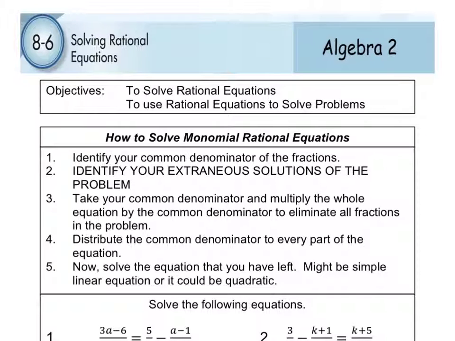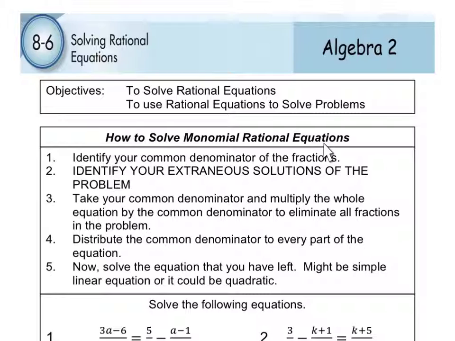This is section 8.6, part 1, solving rational equations. Our objectives for this whole section are that we're going to solve rational equations, and we're going to use rational equations to solve problems. Specifically in part 1, we're going to talk about solving monomial rational equations. So in your denominator, you're going to have a one-term item.